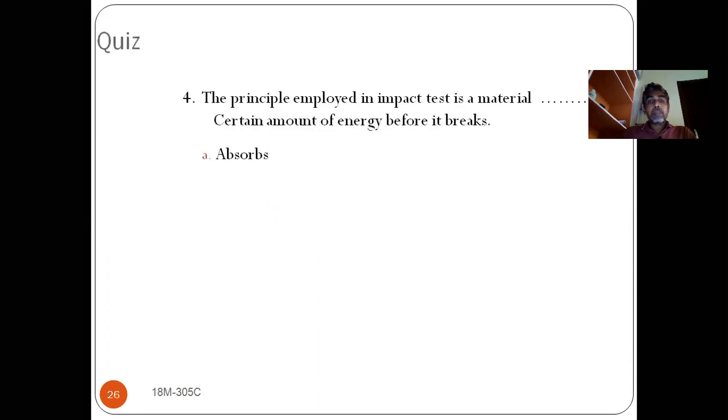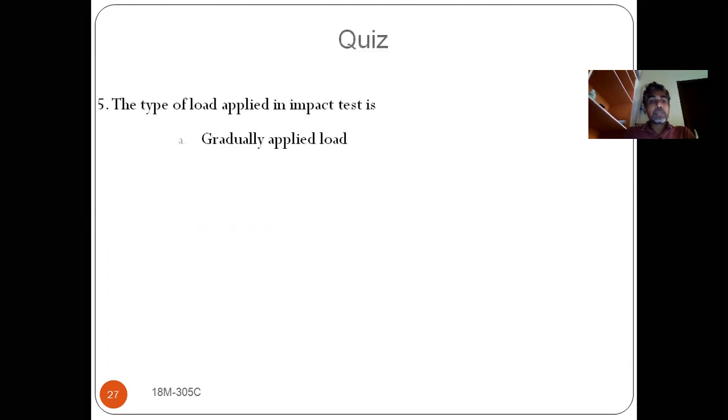The principle employed in impact test is that the material absorbs a certain amount of energy before it fractures. So this principle is used. The type of load applied in impact test is impact load, that is suddenly applied load or shock load.